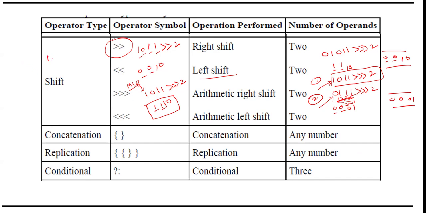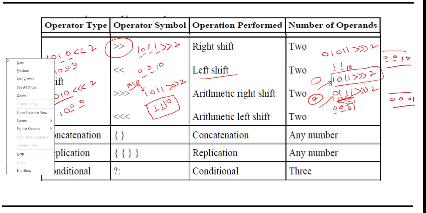So you have some number like this, and you are performing a logical left shift twice. The same number, 1 0 1 0, you are performing an arithmetic left shift on it. In both cases, the 1 0 will be shifted to the MSB, and the vacant positions are filled with zeros. In the arithmetic left shift also, the 1 0 will be shifted here and the vacant positions are filled with zeros. That's all. They do not have any difference.